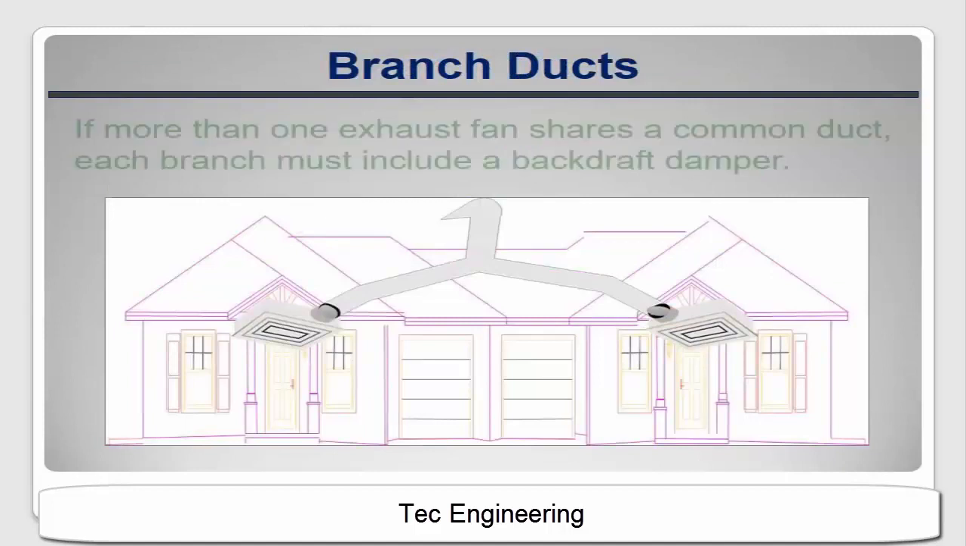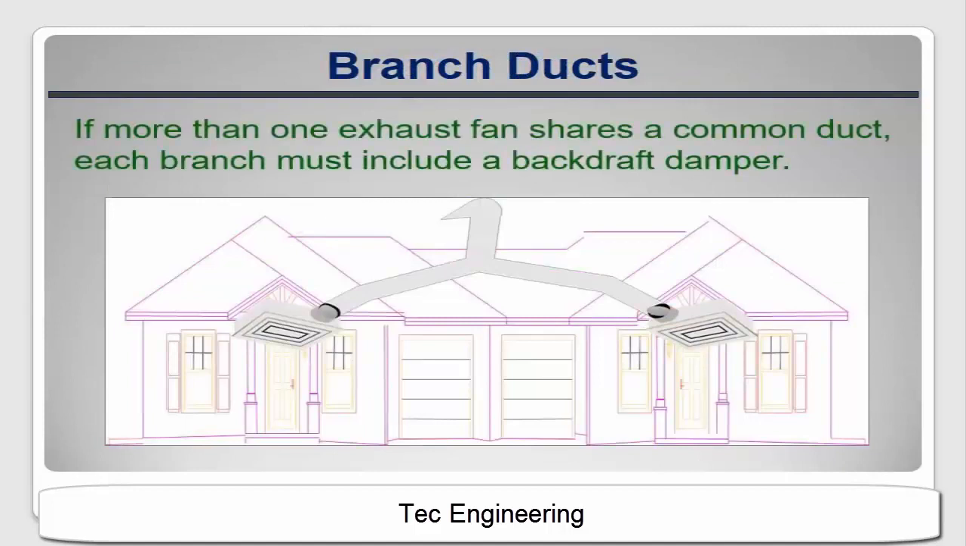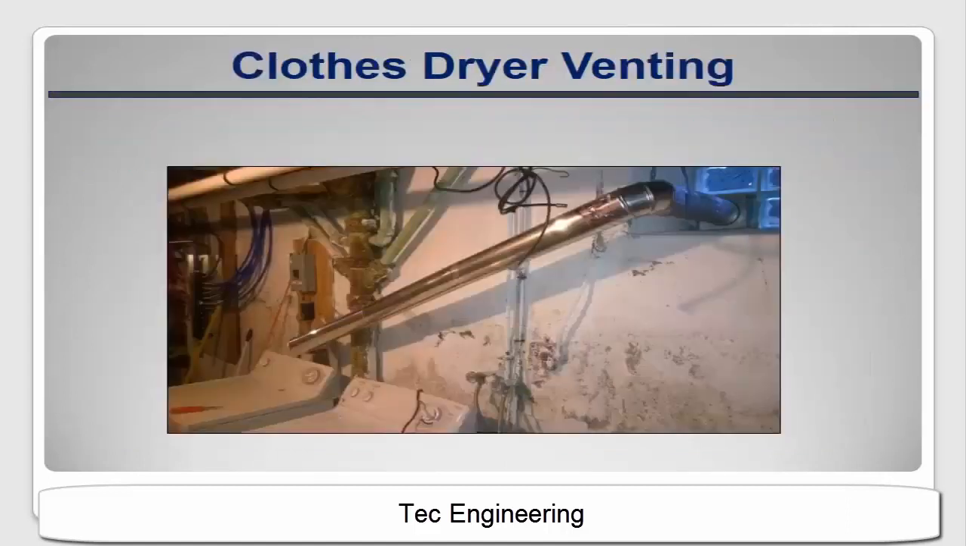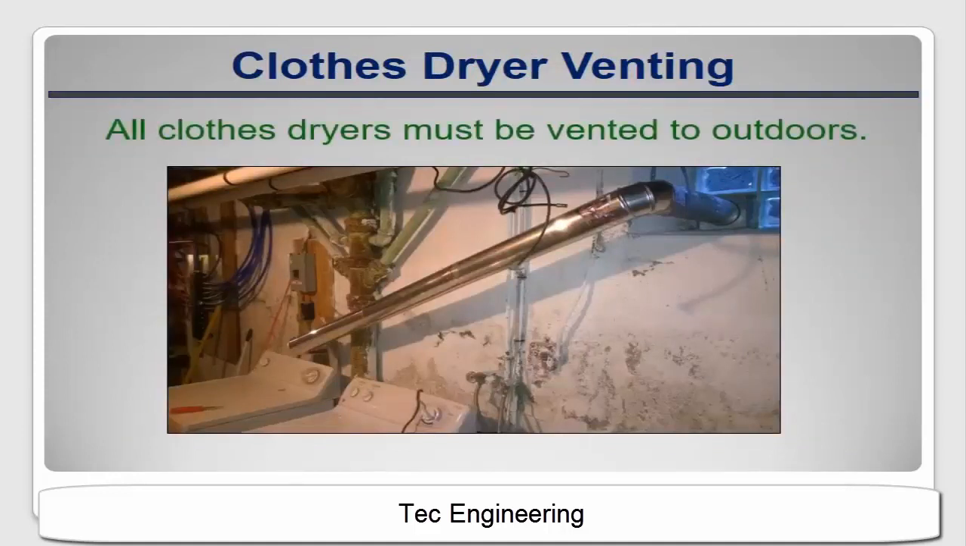If more than one exhaust fan shares a common duct, each fan must be equipped with its own backdraft damper to prevent cross-contamination. Most ceiling mount exhaust fans have one built in, but inline fans don't, so one must be installed in the duct in those cases. ASHRAE 62.2 also states that all clothes dryers must be vented to outdoors. The current building code also requires this, as do most energy efficiency programs. The photo shows my dryer, properly vented to outdoors with all metal ducting.